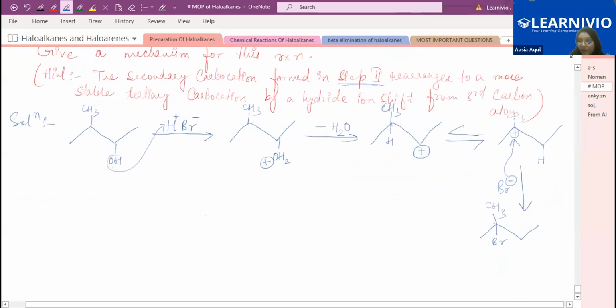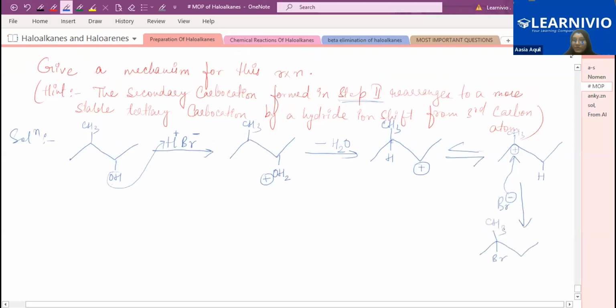And on the second carbon, there is a methyl group and bromine attached, right? So you can show this by using this type of mechanism. First step, what they are supposed to do, because यहाँ पे क्या होगा? Hydrogen abstract करेगा ये OH group. Now here the OH2 plus will be there. Then dehydration हुआ in the second step.